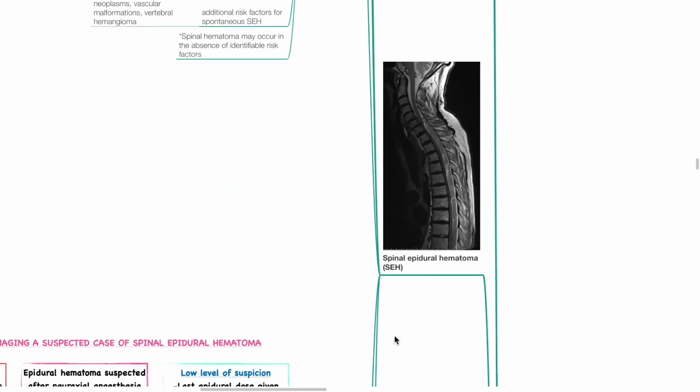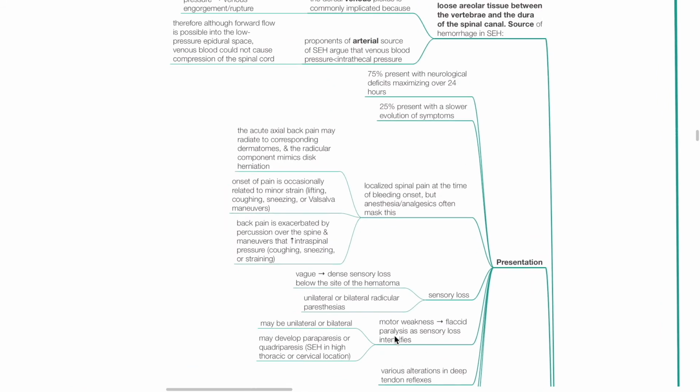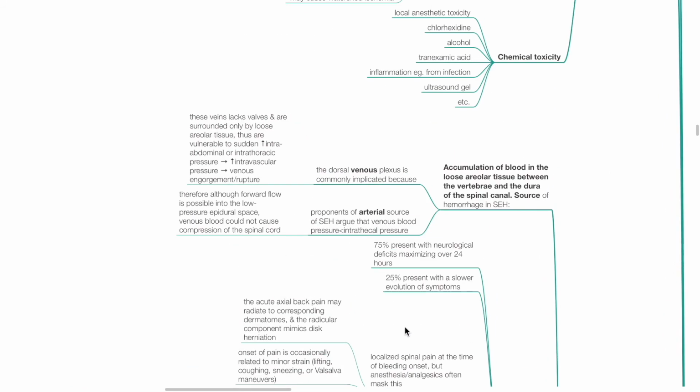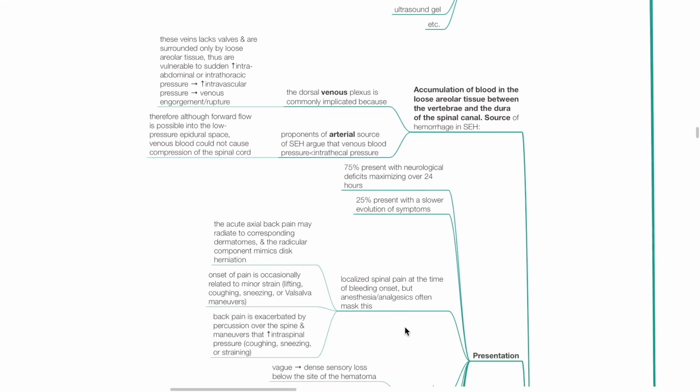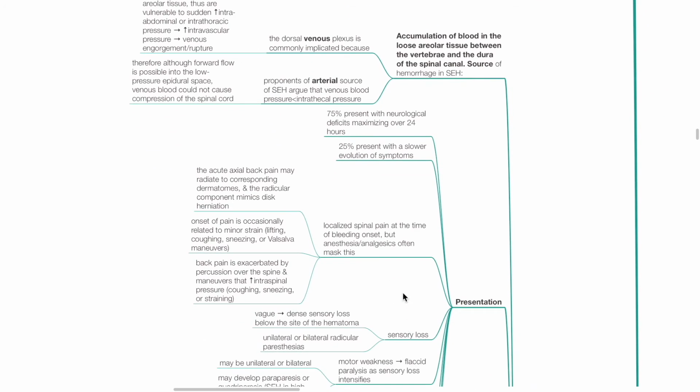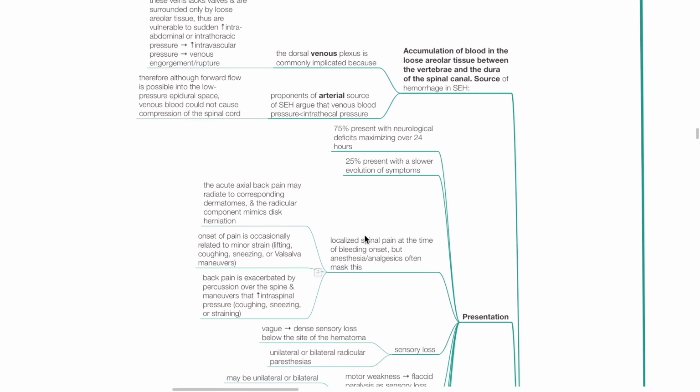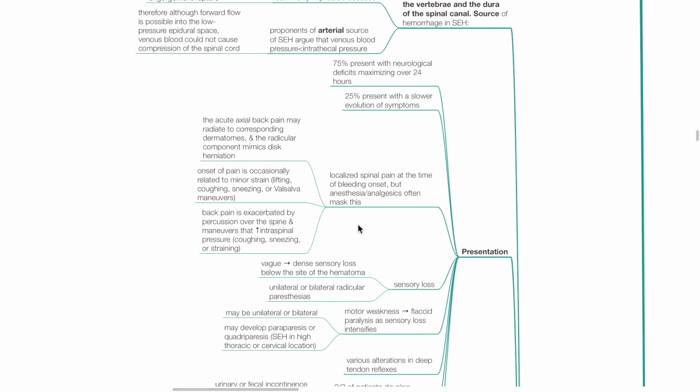Spinal epidural hematoma, SEH, is the accumulation of blood in the loose areolar tissue between the vertebra and the dura of the spinal cord. The source of hemorrhage may be venous or arterial. Presentation: 75% present with neurological deficits maximizing over 24 hours, and 25% present with a slower evolution of symptoms. Localized spinal pain at the time of bleeding onset may occur, but anesthesia or analgesics often mask this.